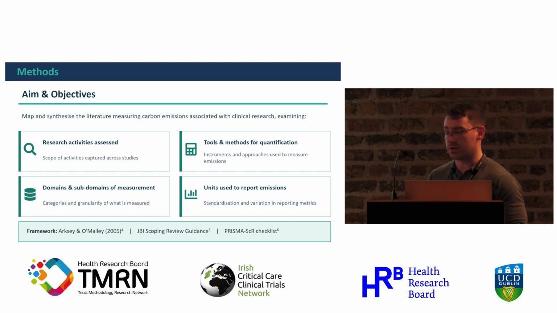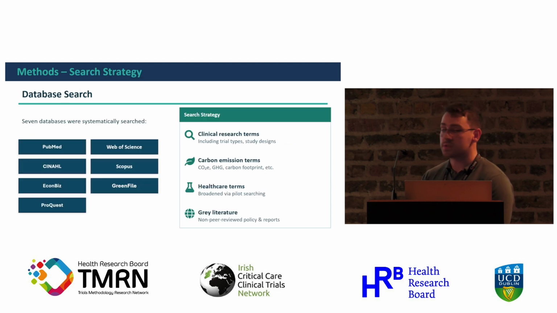So the scoping review followed your standard scoping review guidance documents, ARC-SCI and O'Malley, and JBI scoping review guidance as well. So we searched 7 databases. They were a mix of health and non-health related databases, and included grey literature. We had basic terms around clinical research, carbon emissions, and healthcare, and did different iterations and versions of those.